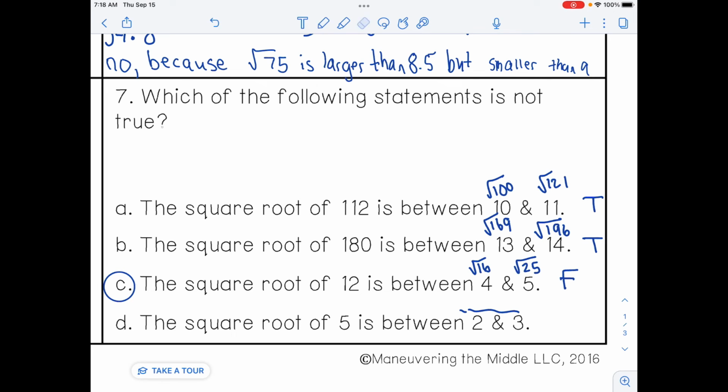But let's do it just in case. It says the square root for 2 would be 2 times 2 is 4, and the square root for 3 times 3 is 9. 5 does fall in the middle, making it true.